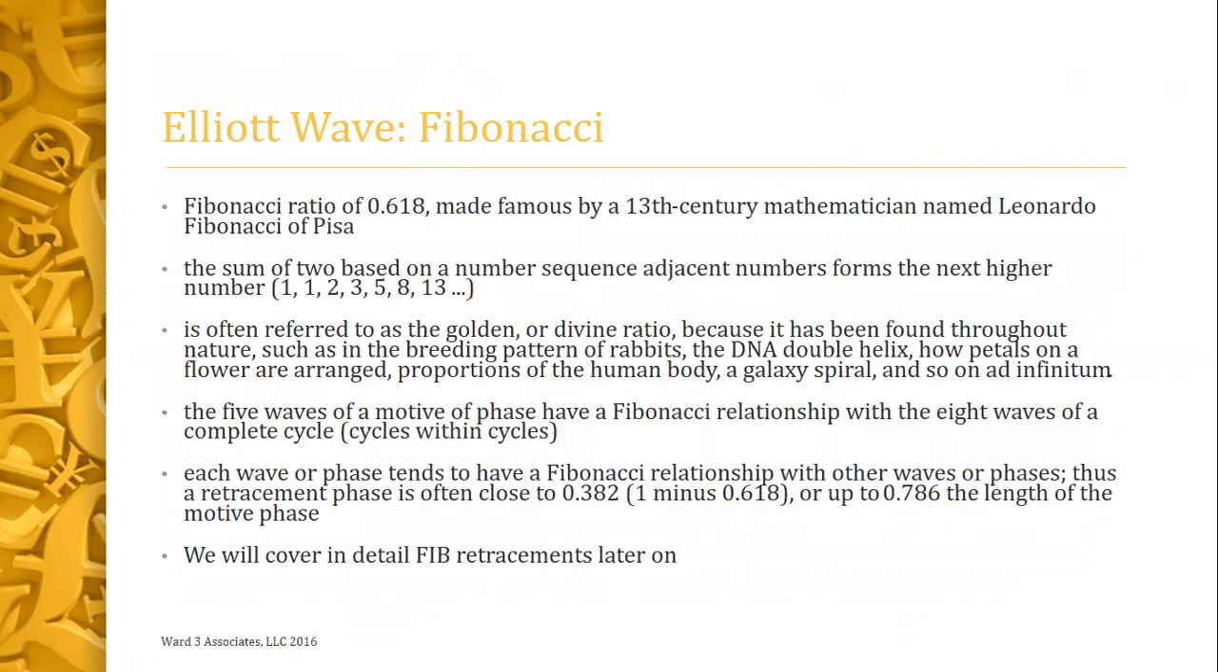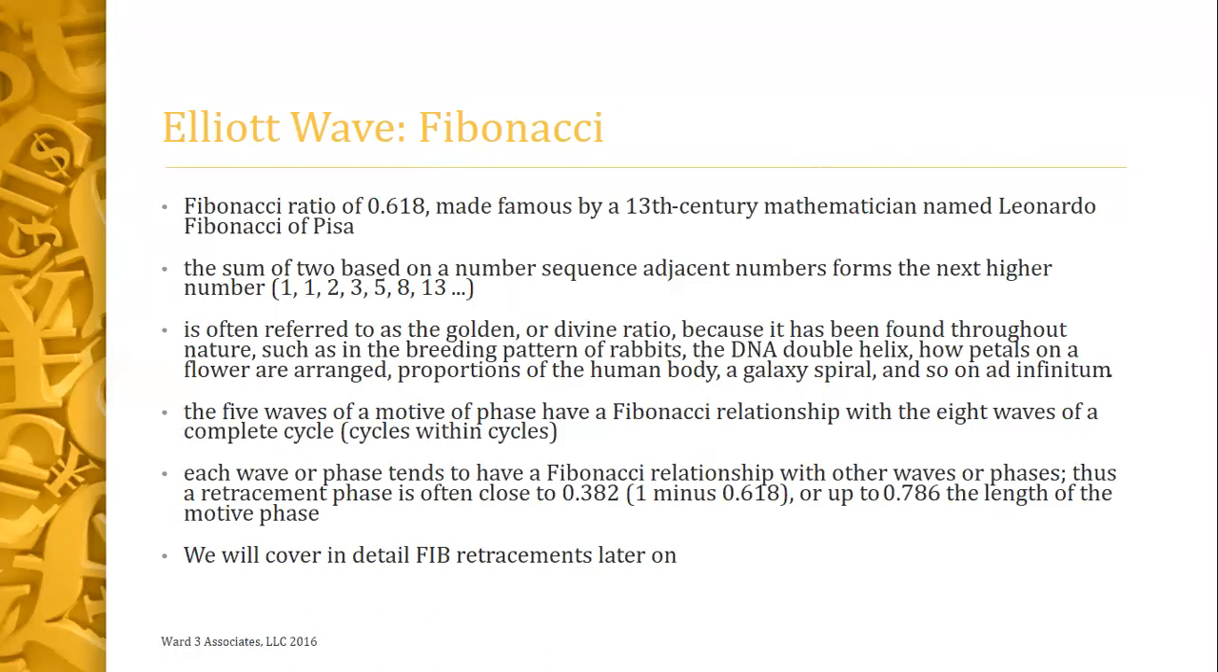Basically, it's the sum of two adjacent numbers in a number sequence forming the next higher number. So 0 plus 1 is 1, 1 plus 1 is 2, 1 plus 2 is 3, 2 plus 3 is 5, 3 plus 5 is 8, and so on. That's Fibonacci basically, and a few other mathematical equations to it.